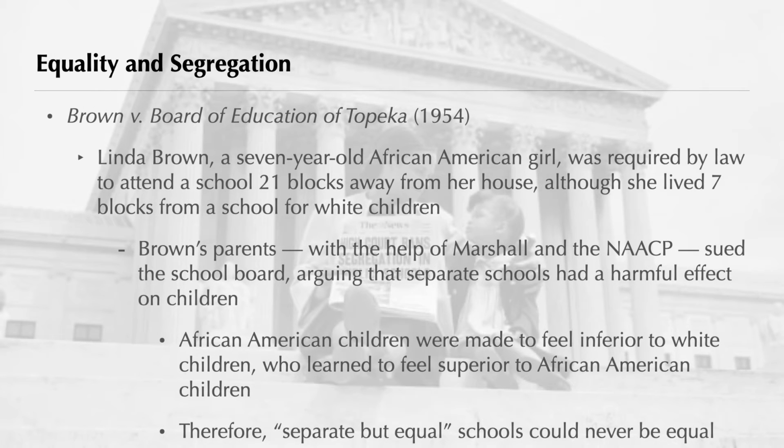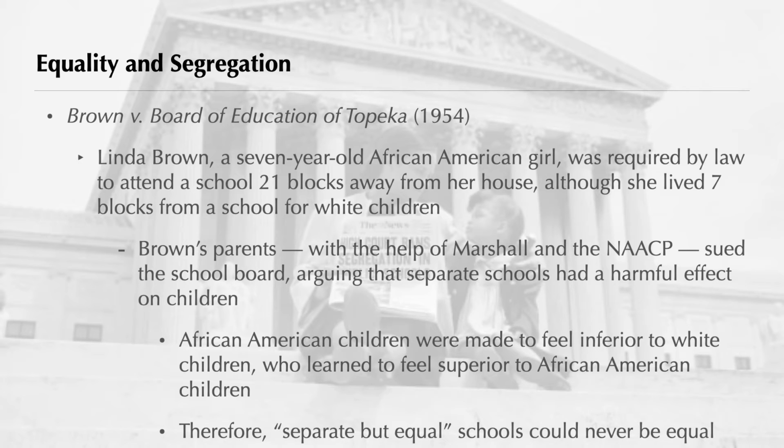At the center of one of these cases was a schoolgirl from Topeka, Kansas. Linda Brown was about to play a role in overturning a Supreme Court ruling that had permitted segregation for over half a century. Linda Brown lived only 7 blocks from a school for white children, but by law she was required to attend a school for black children 21 blocks away.